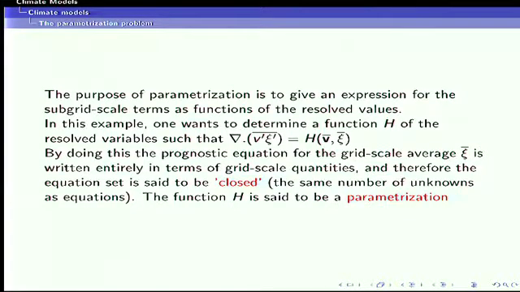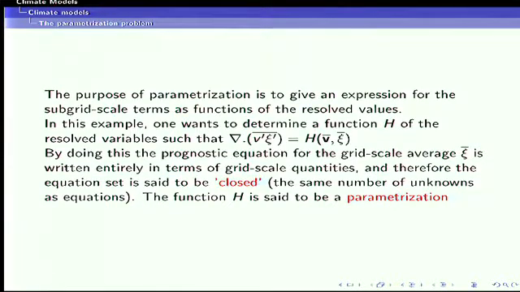So if you hear people talking about climate models or weather models, and they talk about parameterizations, now you know what they are talking about. A parameterization is like a small model. Just remember that slide. This is the really important one. It's a function h that simply relates what's going on in the small scales to the grid scale variables.